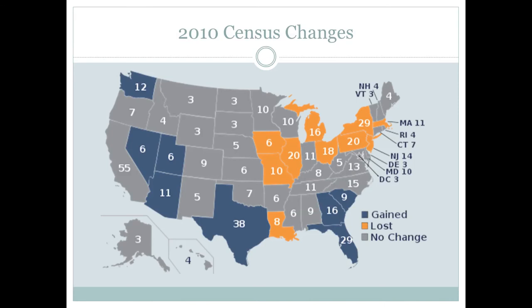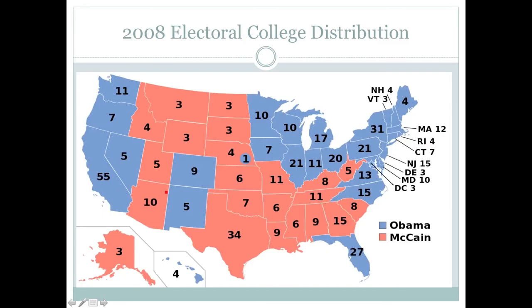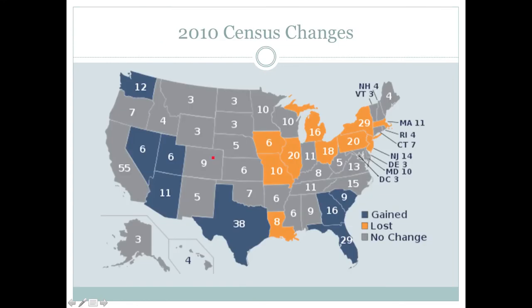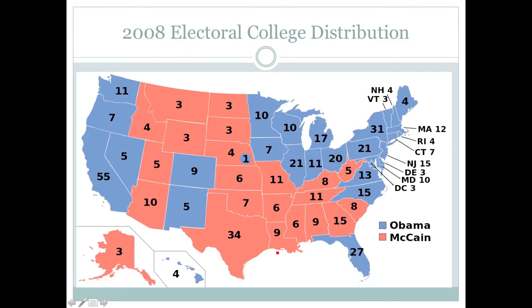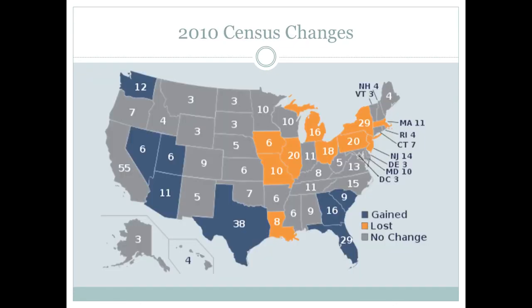So they gained 2 representatives. Another state that gained is Arizona. Let me go back here. Arizona gained 1 representative, as you can see. But look at the ones in orange. States like New York and Pennsylvania and New Jersey. These states actually lost representatives. Look at that. New York had 31 and it went down to 29.